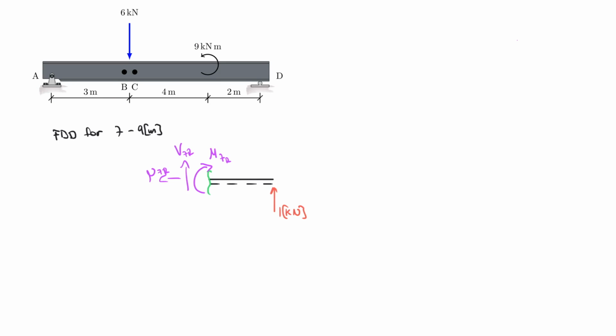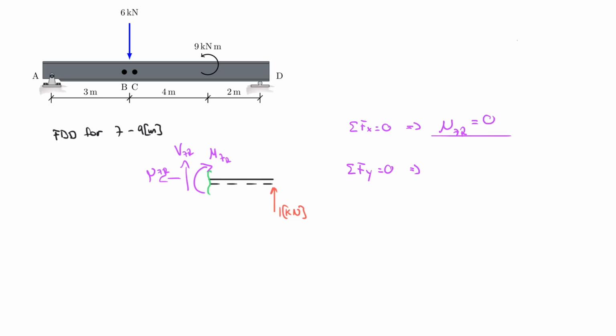And now I can use the easy numbers here. For example, the sum of the forces in x is equal to 0, and that will tell me that N at 7 to the right is really equal to 0. That is a result. And the sum of the forces in y is equal to 0.